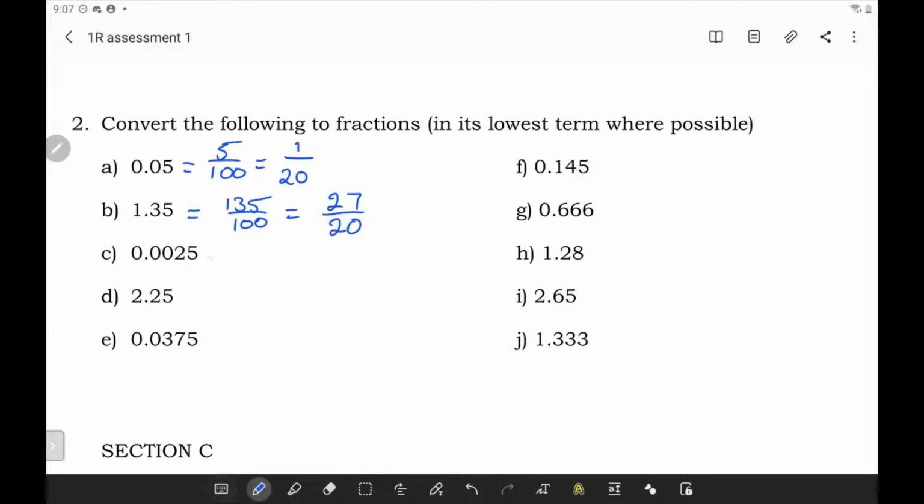All right, this one would be, well, we have to move 1, 2, 3, 4 spaces. We have 25 over 10,000. So 25 into 25 is 1. 25 into 100 is 4. And we still have 2 zeros remaining. That is 1 over 400.